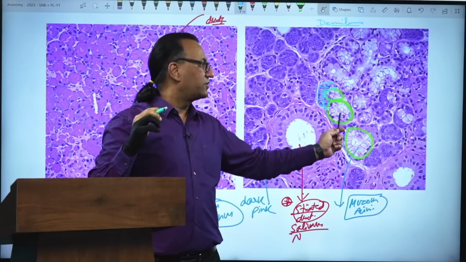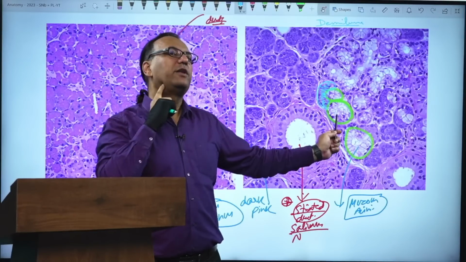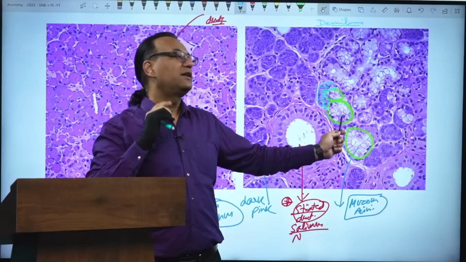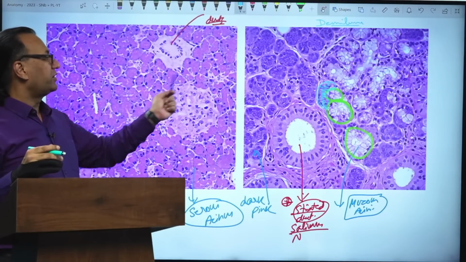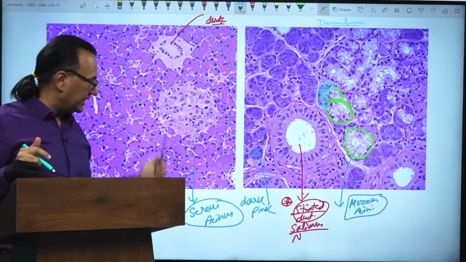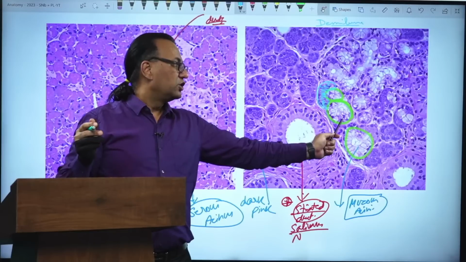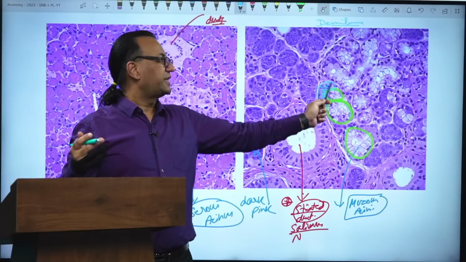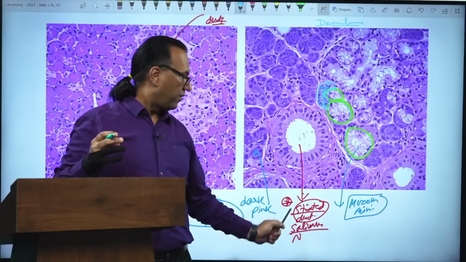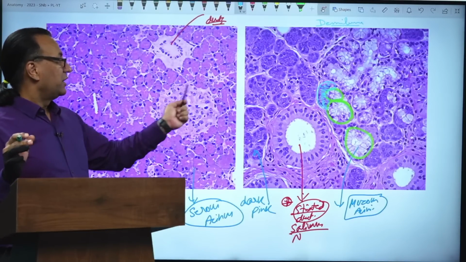So if you are finding a serous demilune, it is like a cap on the head of a mucus acinus. So on a mucus acinus you have a serous acinus. That kind of finding can only be seen in submandibular or sublingual salivary gland. You cannot see that in pancreas. Why not in pancreas? Because in pancreas we can have only serous acini. There are no mucus acini. So if you do not have mucus acini, you cannot have serous demilune. So serous demilune is a feature only for salivary gland, not for pancreas.